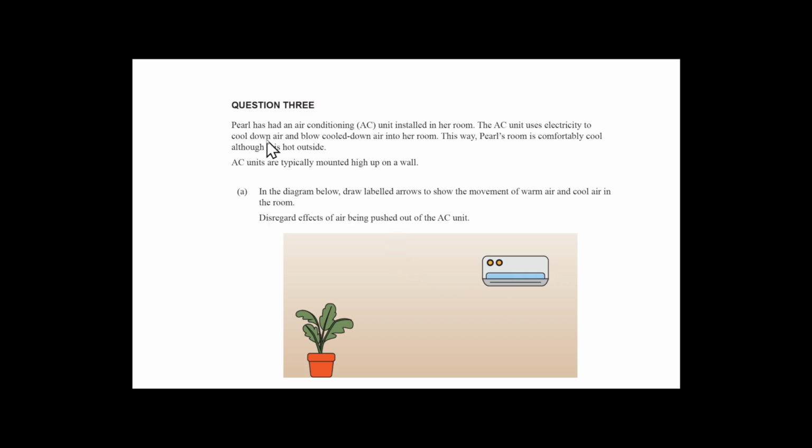All right, question 3. Pearl has an air conditioning unit installed in the room. The AC unit uses electricity to cool down air and blow cool down air into her room. Just in case you are a caveman and you don't know what air conditioning is. This way, Pearl's room is comfortably cool, although it is hot outside. AC units are typically mounted high up on the wall.